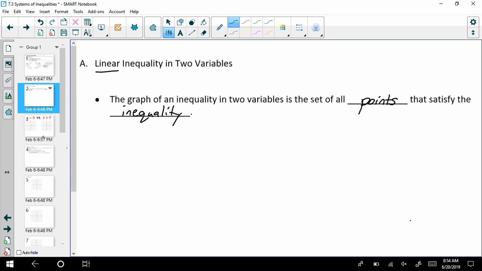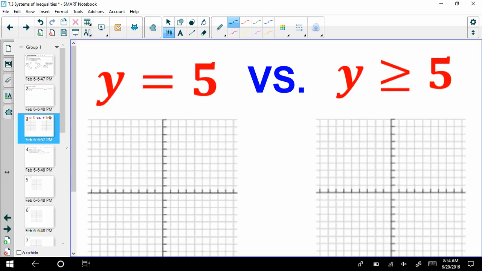So what I want to show you, I don't believe this is in your notes, which is fine, is the difference between graphing an equation and graphing an inequality. If I wanted to graph the line y equals 5, I would go to where y is 5, and remember that's a horizontal line. And that's my answer. That is the line y equals 5. Only where y is 5.